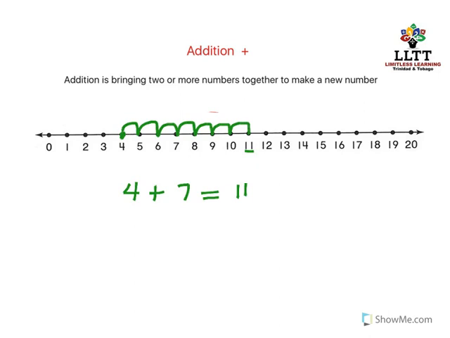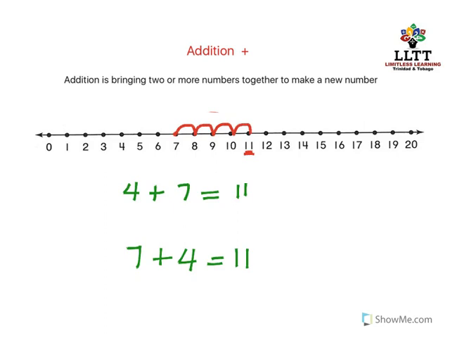What about if instead I wanted to add 7 plus 4? I know 4 plus 7 is 11, so what is 7 plus 4? Again, we're going to go back to our number line. We're going to start at 7, putting a red dot at 7, and move 4 places to the right: 1, 2, 3, 4. I also get 11. So 7 plus 4 is 11, and 4 plus 7 is 11.